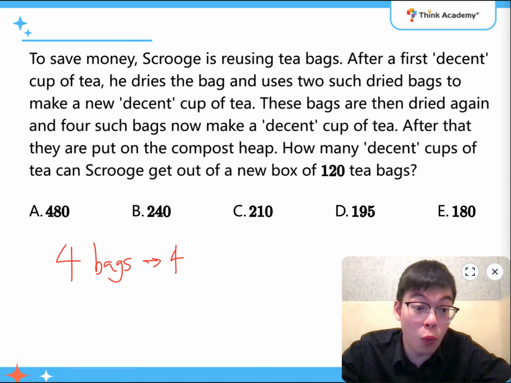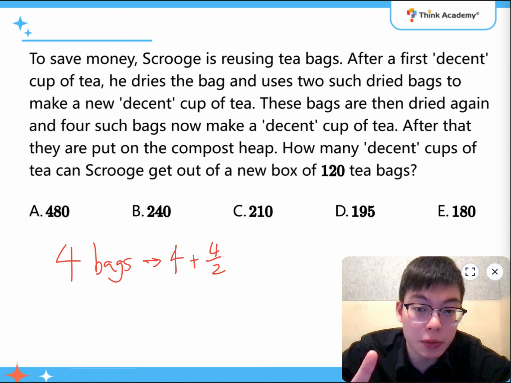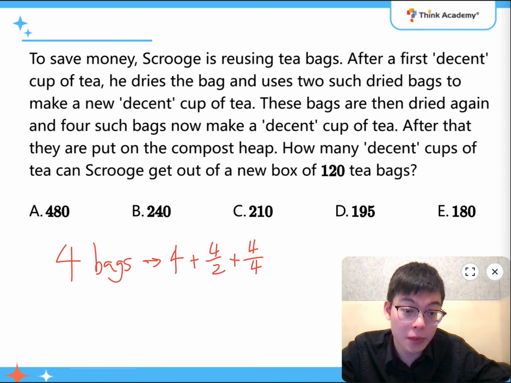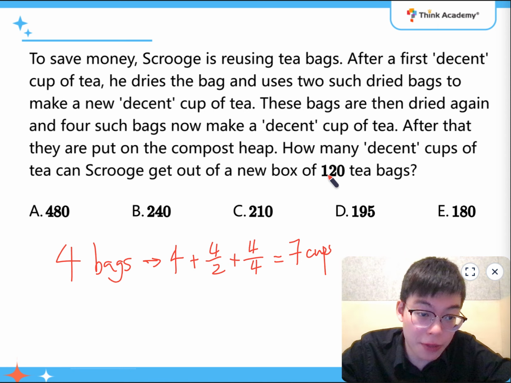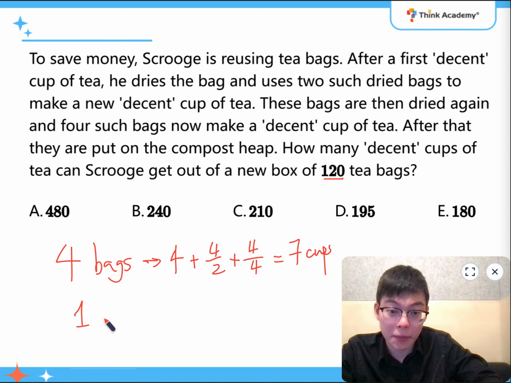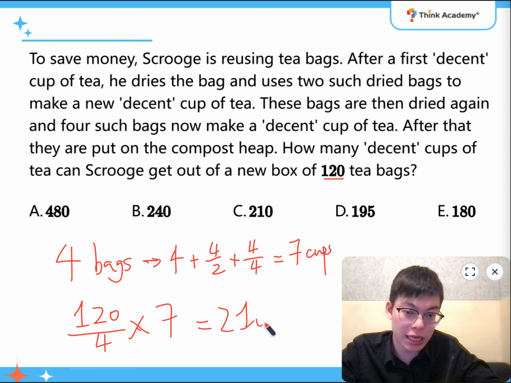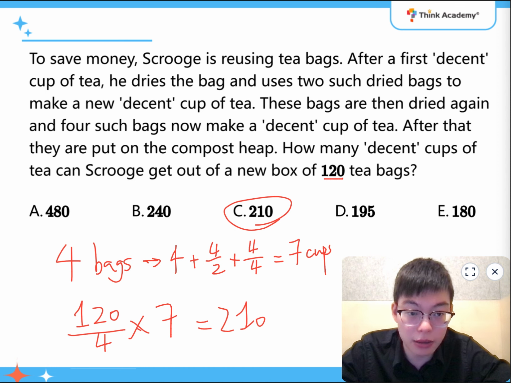Now, after they are dried once, you can still make 4 divided by 2, which is 2 decent cups, right? And after they are dried the second time, you can still make 4 divided by 4, which is 1 decent cup of tea. So altogether, 4 bags is going to give you 7 cups of tea. And altogether, Scrooge has 120 tea bags. So if every 4 tea bags can make 7 cups of tea, 120 of them is just going to make 120 divided by 4 times 7, which is 210 cups of tea. So that's going to be the answer. All right, that's 210.